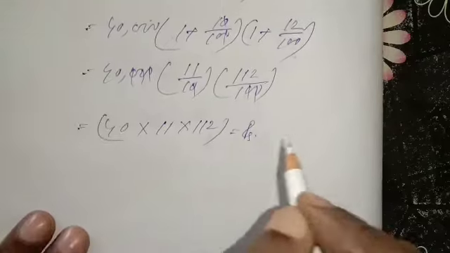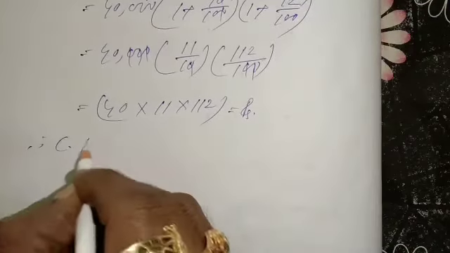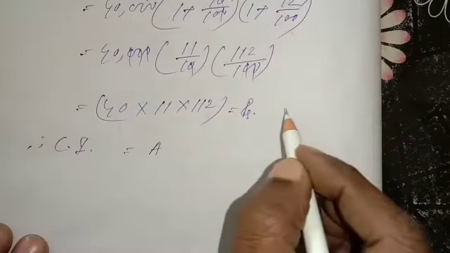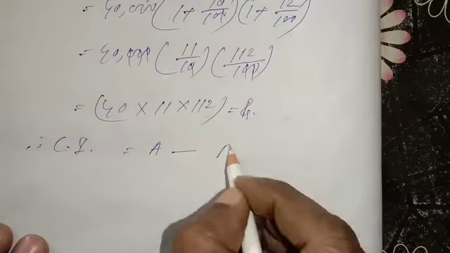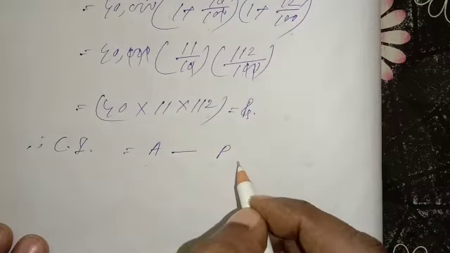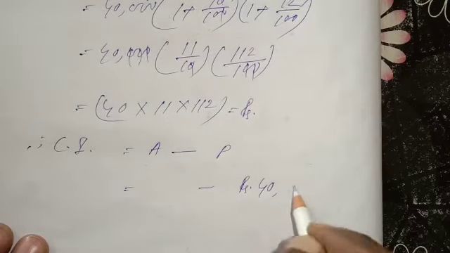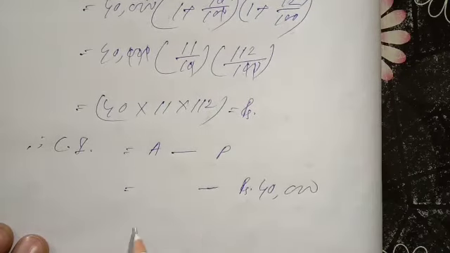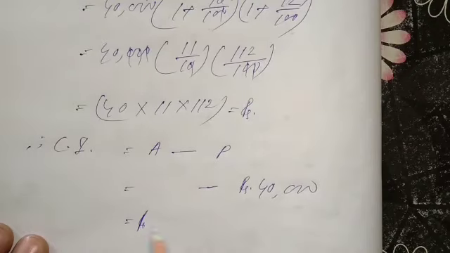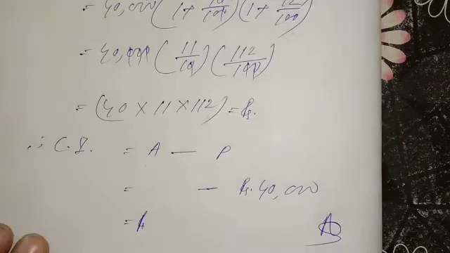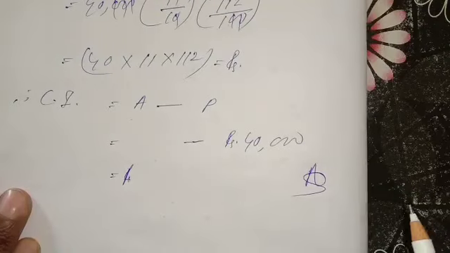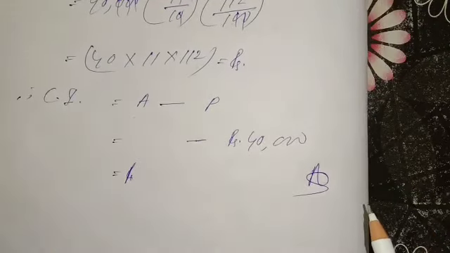Okay, you have to do it on your own. Therefore compound interest will be the amount you get minus principal. Principal is 40,000. Okay, amount minus 40,000. You have to subtract. Okay, after that you will get the result. This is the compound interest. In this way question number 3 is also completed. The calculation part you have to do on your own. Next number.